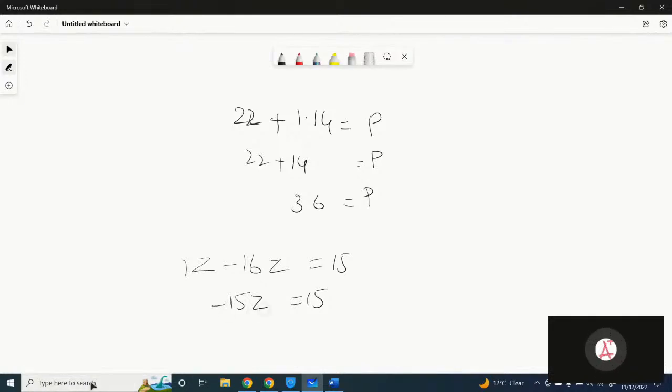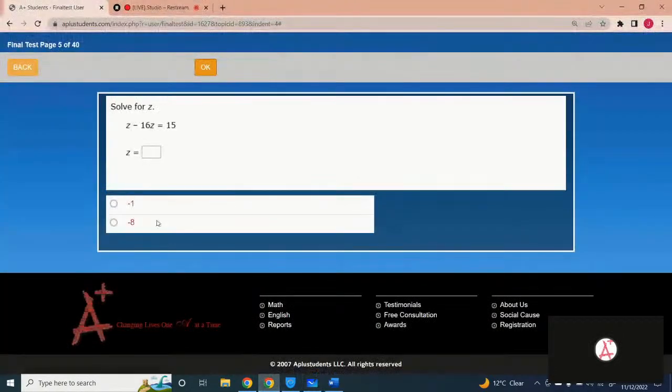So you have to divide both sides of the equation by 15. So it would be z equals negative 1. Got it? So the negative 1 is the correct option. Just select the correct option and then click on the OK button.